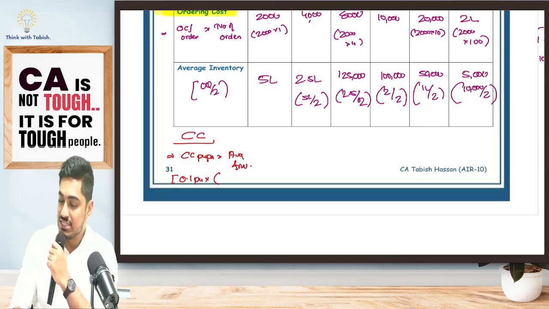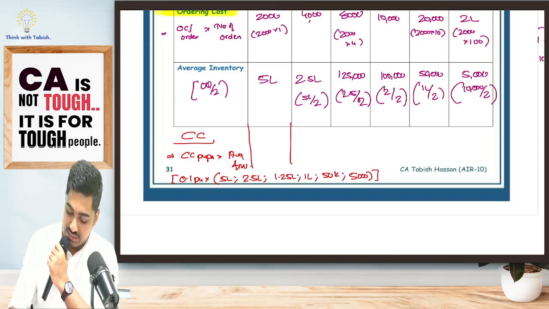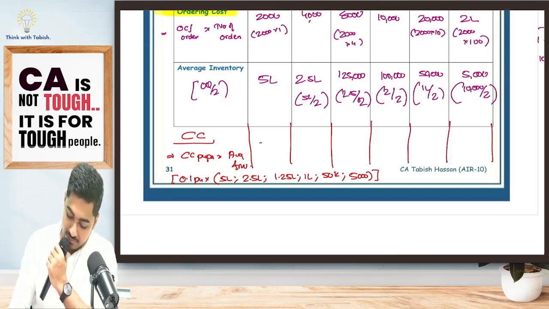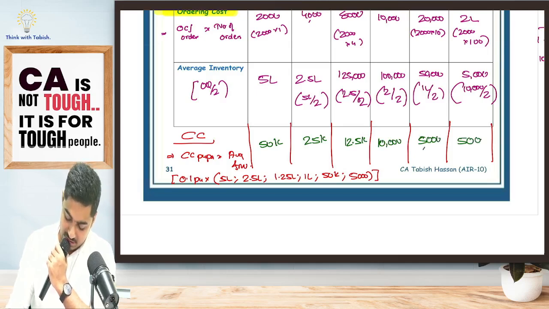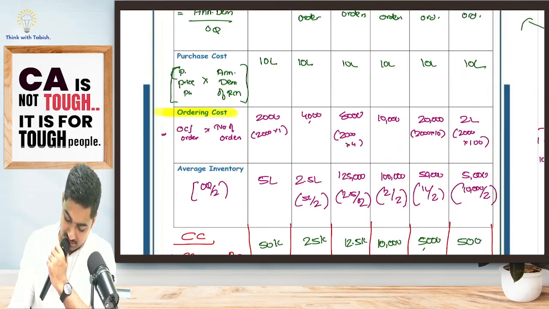0.1 into average inventory. I am having it here 5 lakh, 2.5 lakh, 1.25 lakh, 1 lakh, 50,000, 5,000. That means how much are you going to get it, students? 10% of that. That is basically 0.1 is 10%. You will be getting 50,000, 25,000, 12.5 thousand, 10,000, 5,000, 500. Yes or no, everyone? Sorry, I have committed some mistake. No, correct.